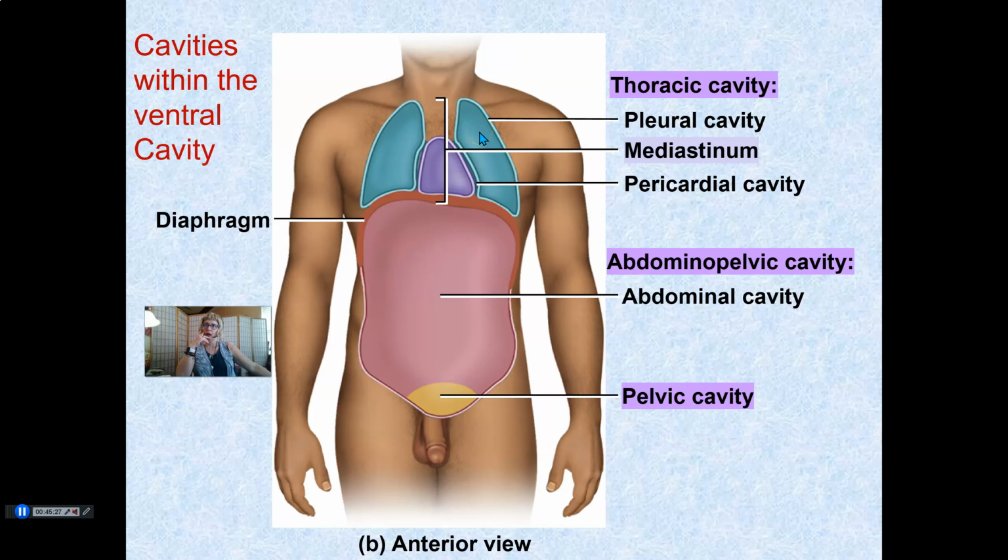On the left side, we have the left lung that is housed inside what's called the left pleural cavity. The right lung is housed in the right pleural cavity, and that blue line that you see surrounding the lungs would be the lining along the pleural cavity. That lining along the pleural cavity is called the parietal pleura.